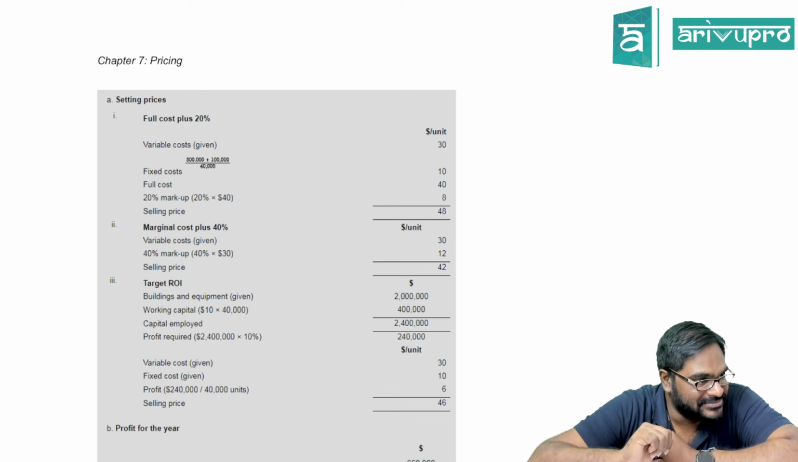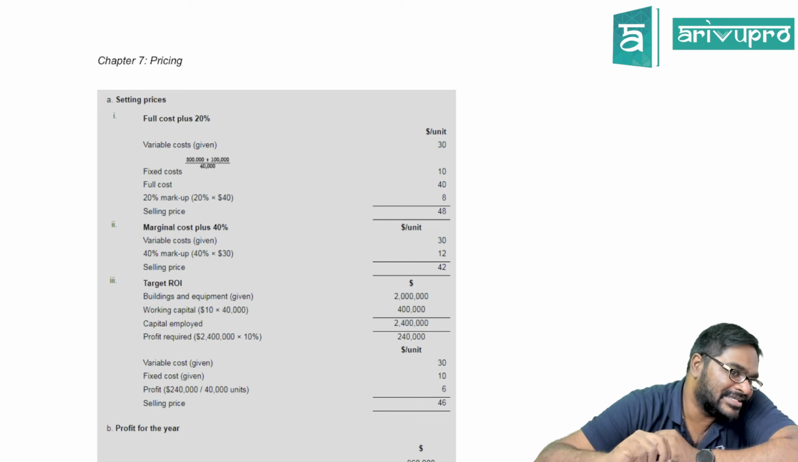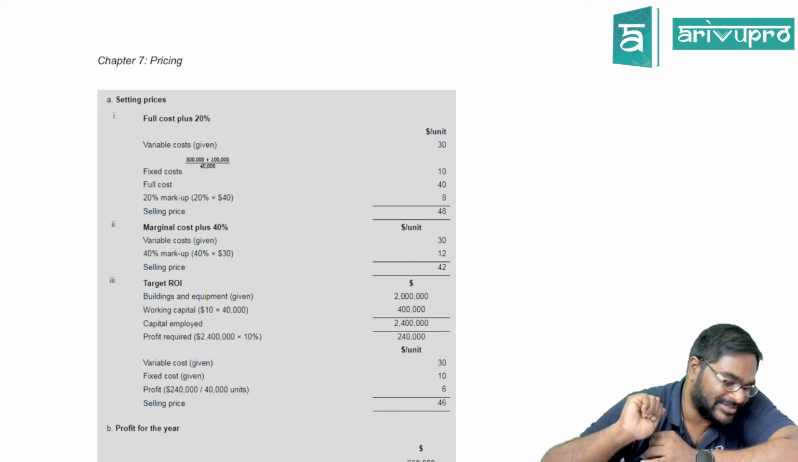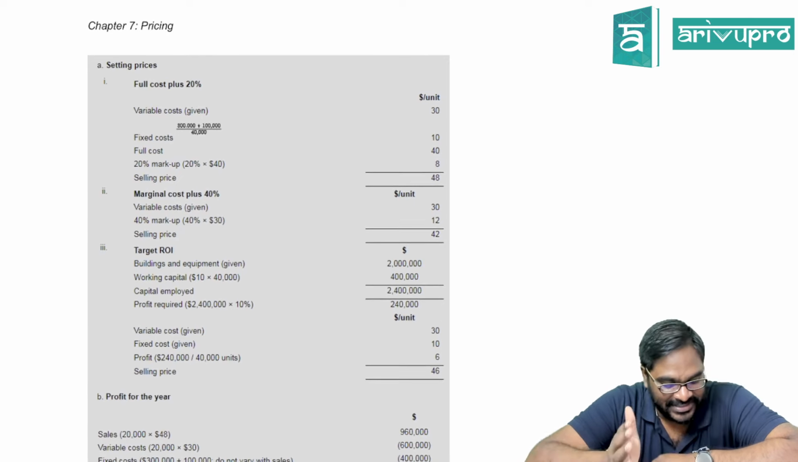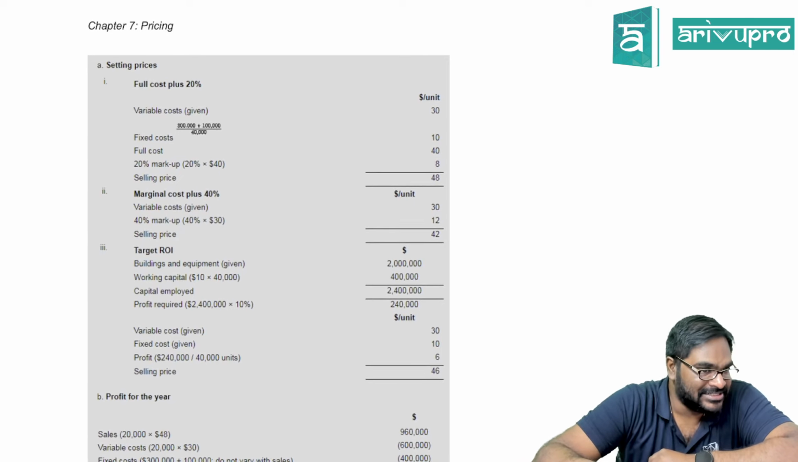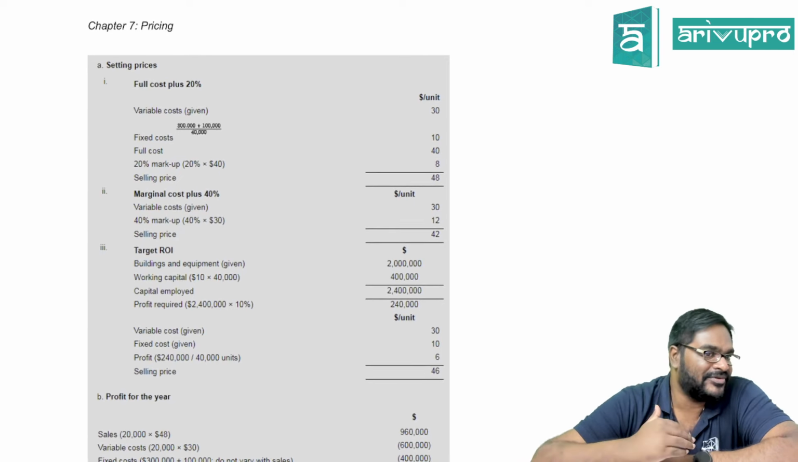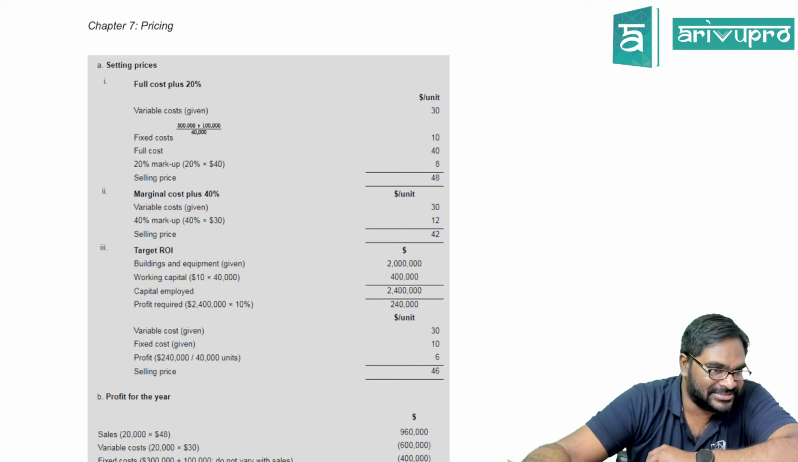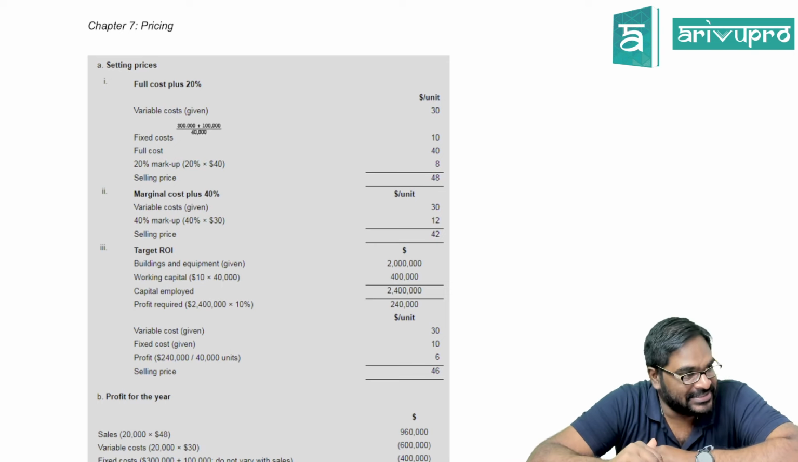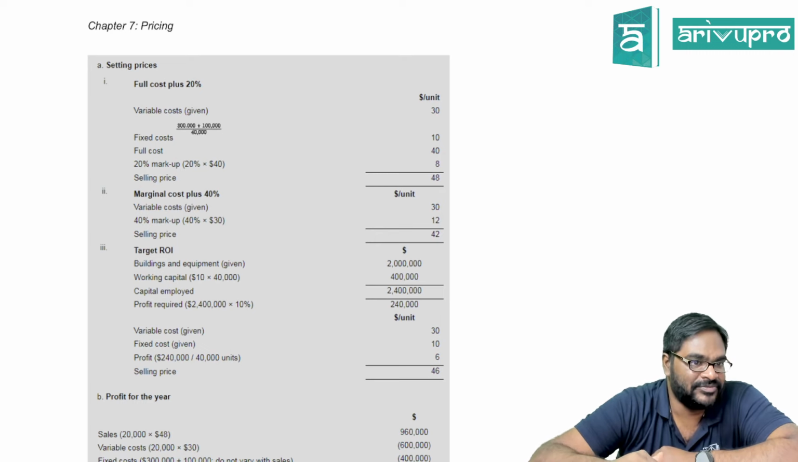Suhail, are you okay? Vijay? Kirtan, are we good? Right. Second method, we are going by the marginal costing. So marginal costing means we are going to only consider the variable cost. So variable cost is given, that is $30. So 30 into 40% means 12. So the pricing would be 42.